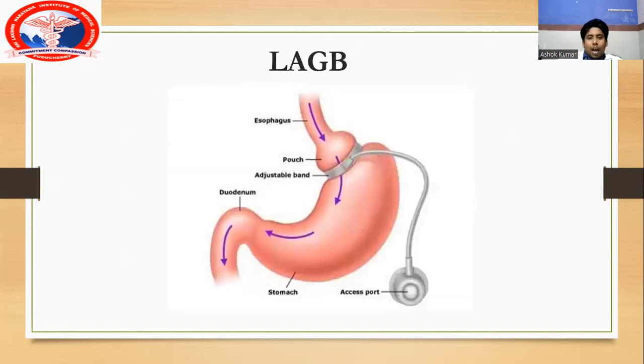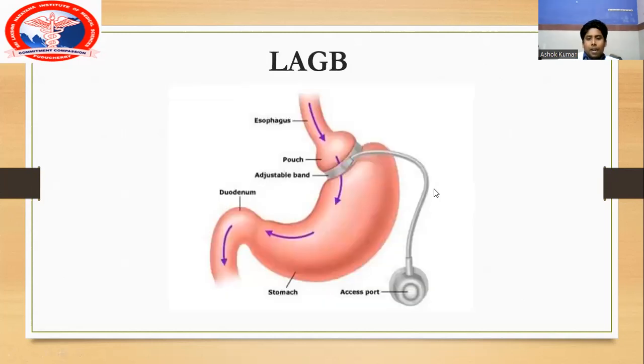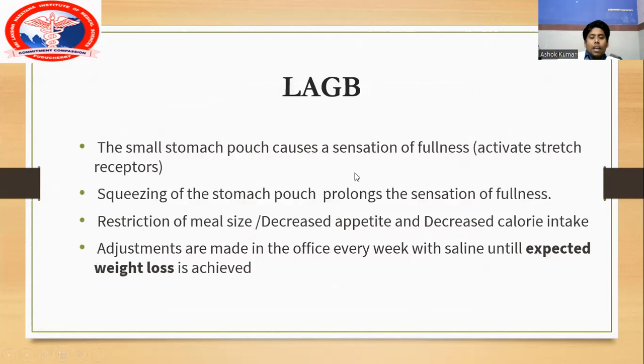This is the first procedure, laparoscopic adjustable gastric banding. It comes under restrictive type of surgeries. Stomach is made into a small pouch like this. This is the gastric band. So we have applied a gastric band and the stomach is made into a small pouch. So this is a stomach pouch, and it will create a sensation of fullness because it activates the stretch receptors. So the patient will have a sensation of fullness, and it also prolongs the sensation of fullness. So the patient will restrict his meal size and there will be decreased appetite and decreased calorie intake.